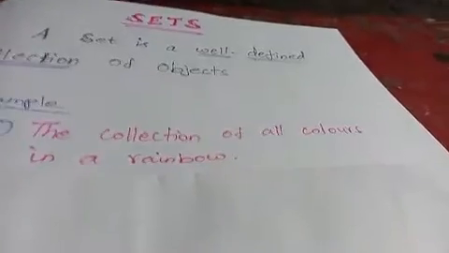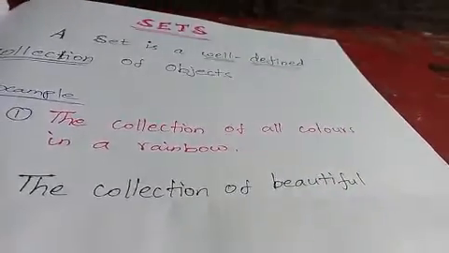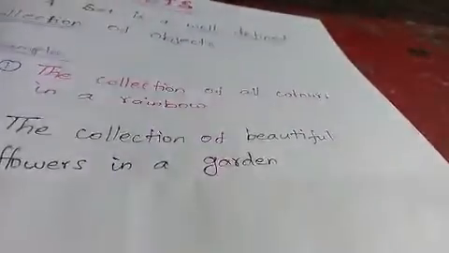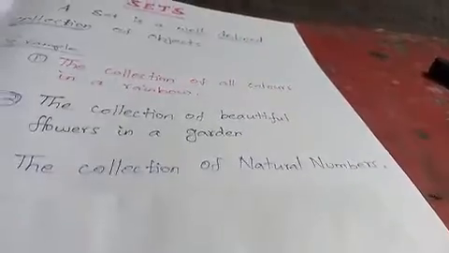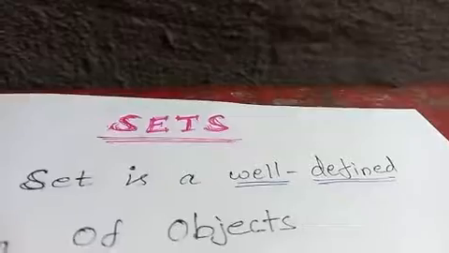The collection of all colors in a rainbow is an example of a set. The collection of beautiful flowers in a garden, and the collection of natural numbers. All are examples of sets.